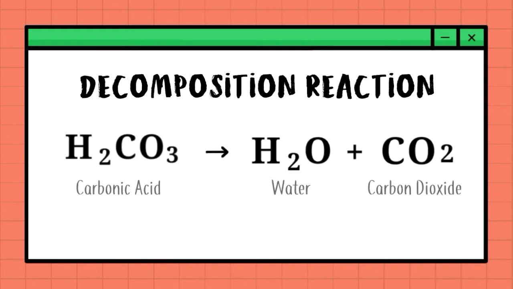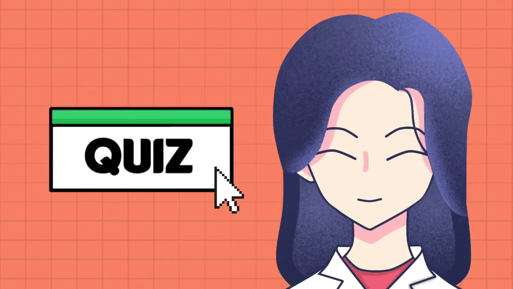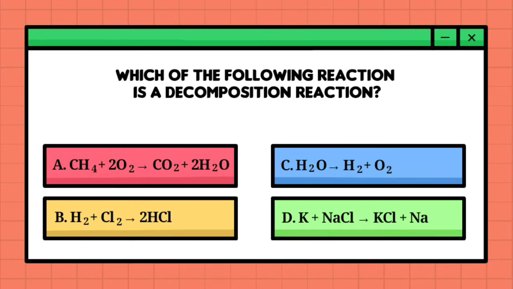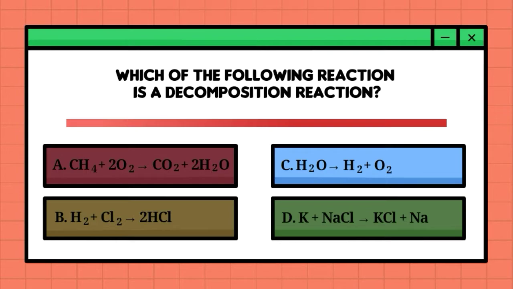And this is the equation for this reaction. Carbonic acid decomposes into water and carbon dioxide. And that's it for decomposition reaction. Are you ready for our fun little quiz? Alright, so my question is, which of the following reactions is a decomposition reaction? A, B, C, or D? If your answer is letter C, then you are correct.